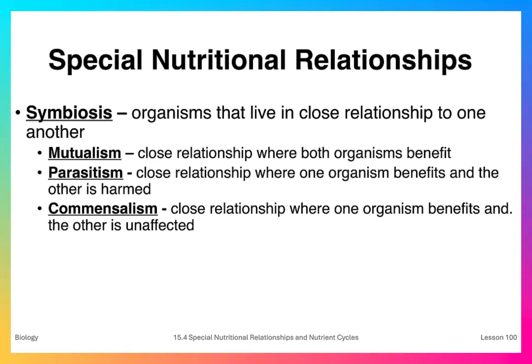These are relationships between organisms. The first of these is mutualism. Mutualism is a symbiotic relationship where both organisms benefit. So a close relationship, or a symbiotic relationship, where both organisms benefit. Parasitism, on the other hand, is a symbiotic relationship where one organism benefits at the expense of the other organism. So one organism benefits, the other organism is deterred or harmed in some way. Commensalism is a symbiotic relationship where one organism benefits and there is no effect on the other organism.